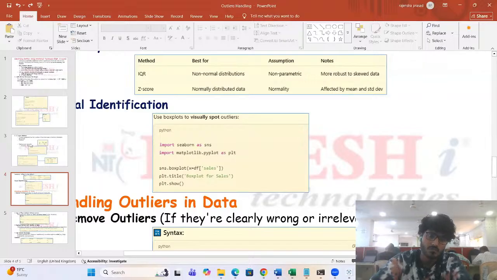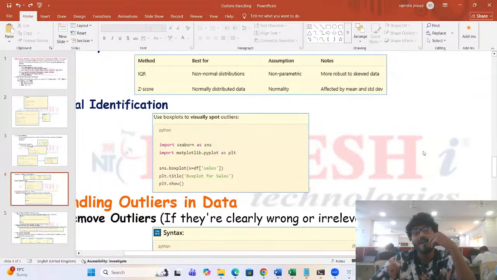When the data is not normal, the data is abnormal. All of a sudden we are getting high sales, all of a sudden we are getting less sales. No certain frequency. So in that case, you can use IQR.